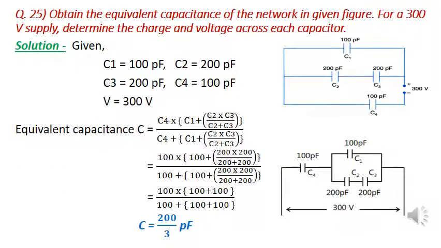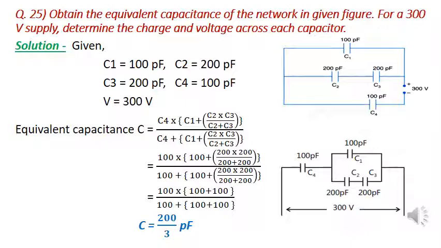Next question is question number 25. Obtain the equivalent capacitance of the network in the given figure for a 300 volt supply. Determine the charge and voltage across each capacitor. In the solution of this question, it is given that C1 is equal to 100 picofarad, C2 is equal to 200 picofarad, which is again equal to C3, and C4 is equal to 100 picofarad. Voltage supply is equal to 300 volt.